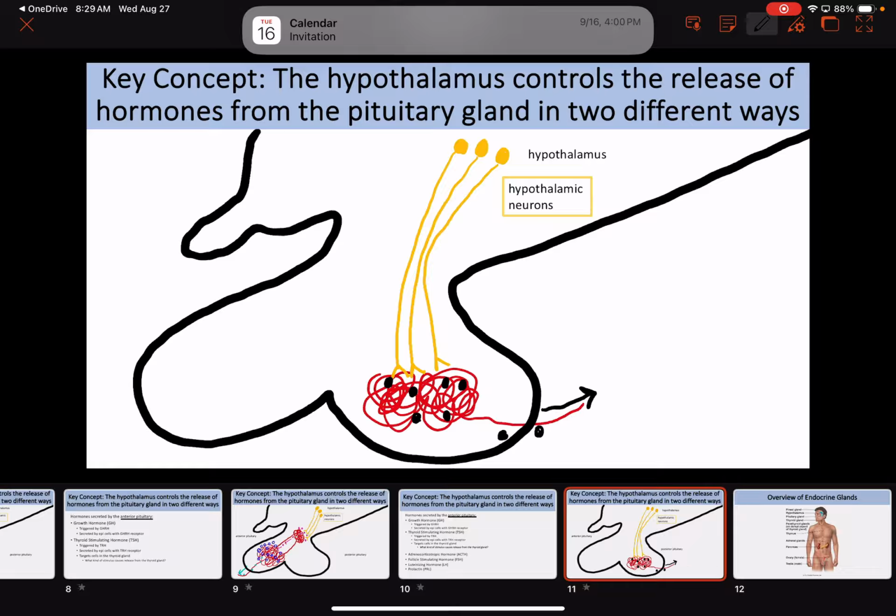And so these hypothalamic neurons secrete, these are still neurohormones, secrete neurohormones directly into the body's blood supply.